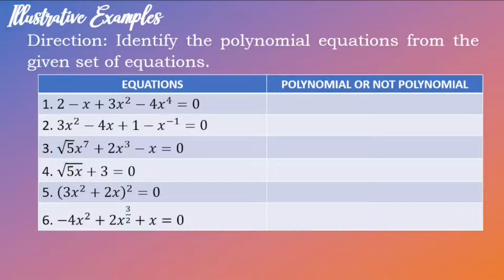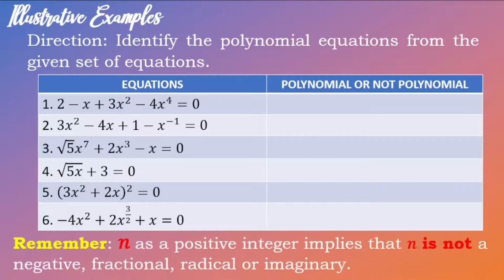Let's try the following illustrative examples. Identify the following polynomial equations from the given set of equations. Remember, n as a positive integer implies that n is not negative, fractional, radical, or imaginary. Let's start with number 1. 2 minus x plus 3x squared minus 4x raised to 4 is equal to 0. A polynomial equation or not a polynomial equation? Number 1 is a polynomial equation.